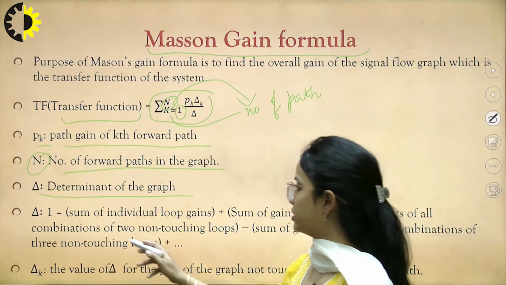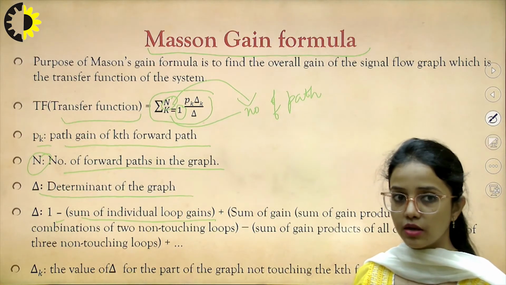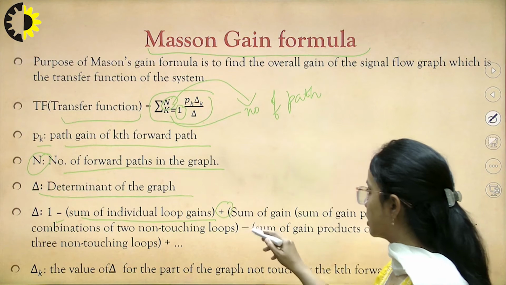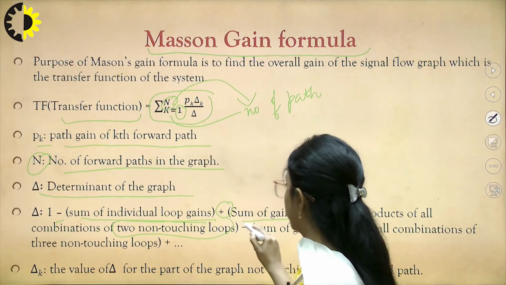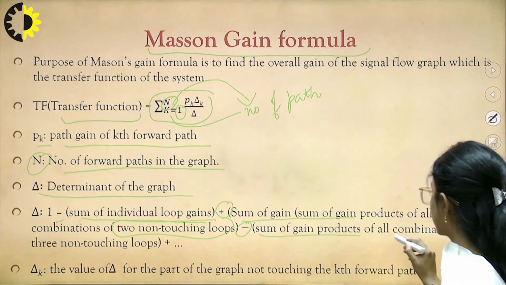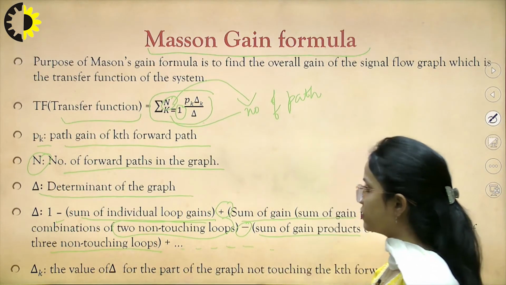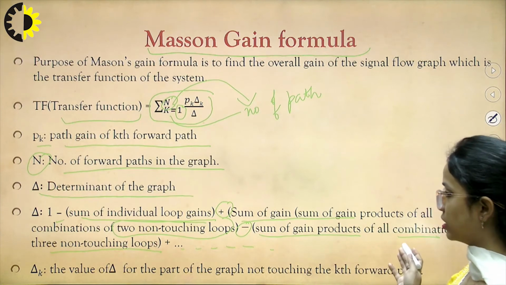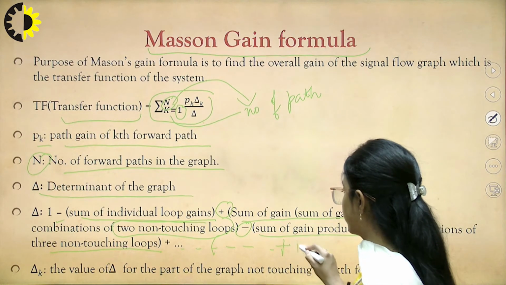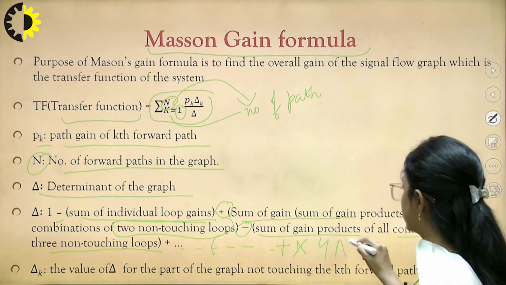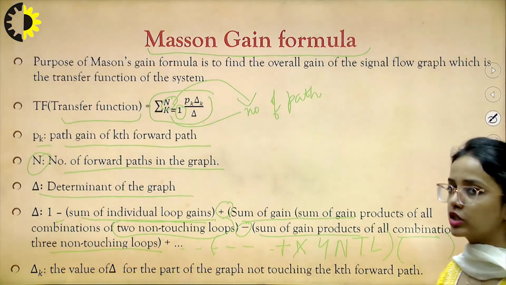This del value is 1 minus the sum of individual loop gains, plus the sum of products of two non-touching loops, minus the sum of gain products of combinations of three non-touching loops, and so on. We will see that "and so on" signifies that another bracket would have the sum of products of 4 non-touching loops, and similarly the next bracket the sum of products of 5 non-touching loops.